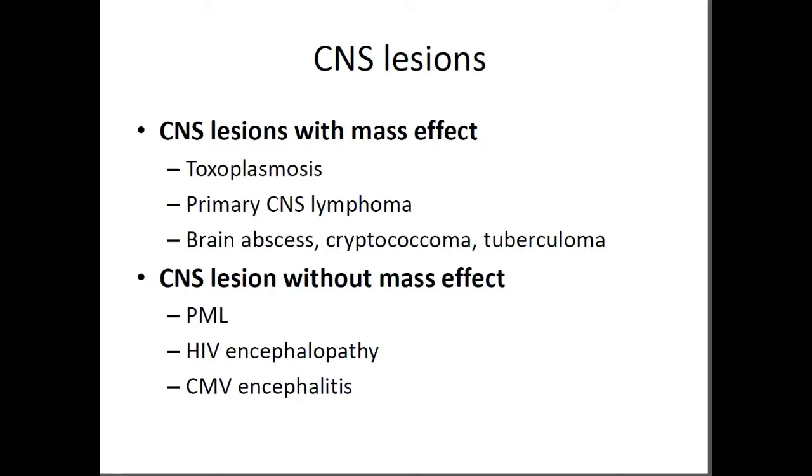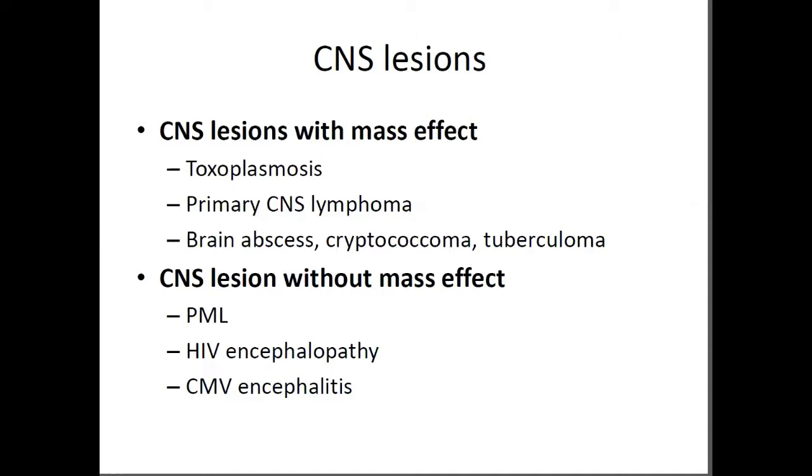The CNS lesion with mass effect can be divided into toxoplasmosis, primary CNS lymphoma, brain abscesses, including cryptococcoma, and tuberculoma. In developing countries, tuberculoma is probably the leading cause of CNS lesions with mass effect. The second category is a CNS lesion without mass effect. Differential diagnoses include PML, which is progressive multifocal leukoencephalopathy, HIV encephalopathy, or cytomegalovirus encephalitis.